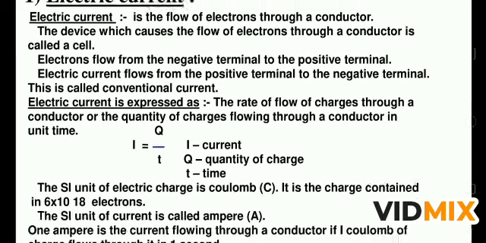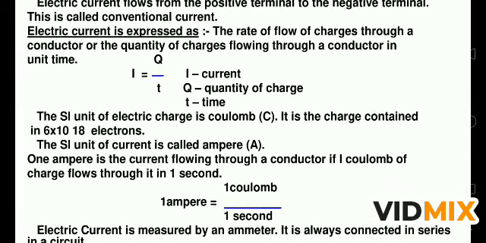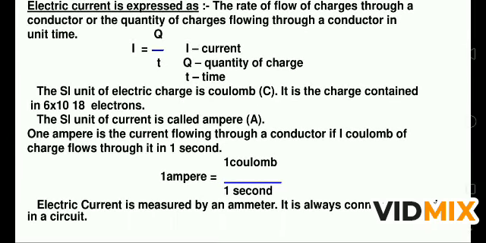Since SI unit of electric charge is coulomb, it is the charge contained in 6 into 10 to the power 18 electrons. The SI unit of current is ampere. 1 ampere is the current flowing through a conductor if 1 coulomb of charge flows through it in 1 second. So 1 ampere is equal to 1 coulomb per second. Electric current is measured by an ammeter. The instrument is called ammeter, and it is always connected in series in a circuit.